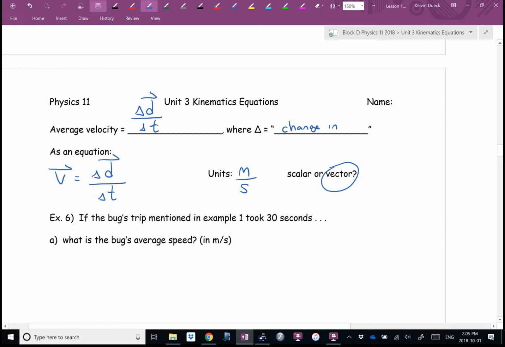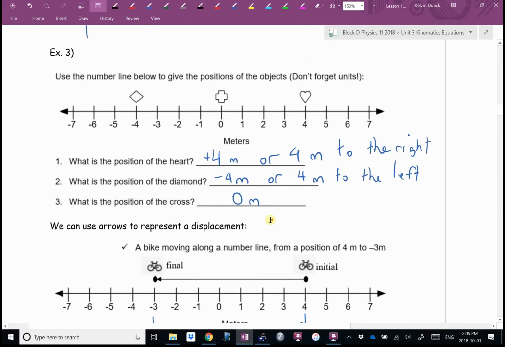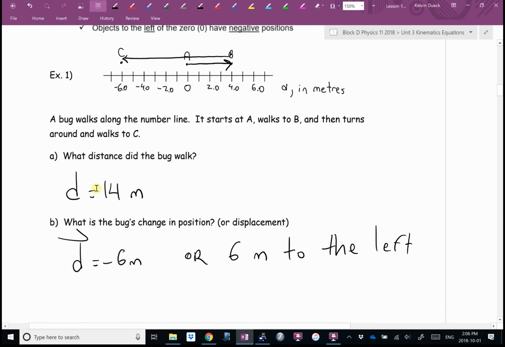Last day, we looked at a bug. It says, if the bug's trip in example 1 took 30 seconds. So I'm going to go back. You can stay where you are. But way back here, here was our numbers. Off in the margin, could you jot down d equals 14 and d vector, so distance equals 14 and displacement equals -6? Once you've all written that down, I'm going to come back to this.